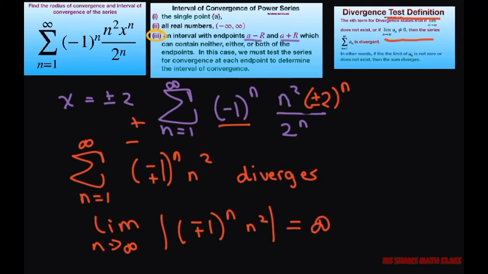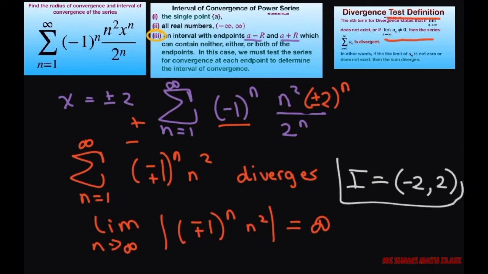So your interval of convergence is still between plus and minus 2, but it can't equal negative 2 and 2. So you have open intervals. If it converged on one of these endpoints, it would be a closed interval. But since they both diverge, they're open intervals.